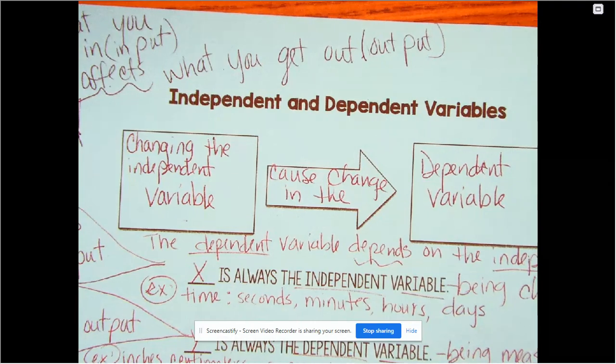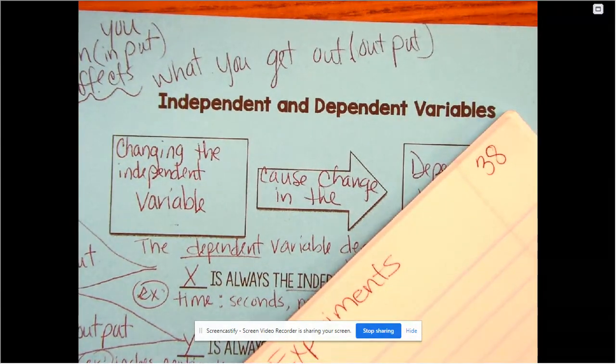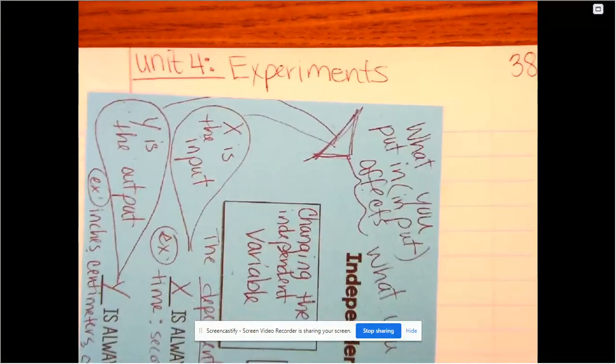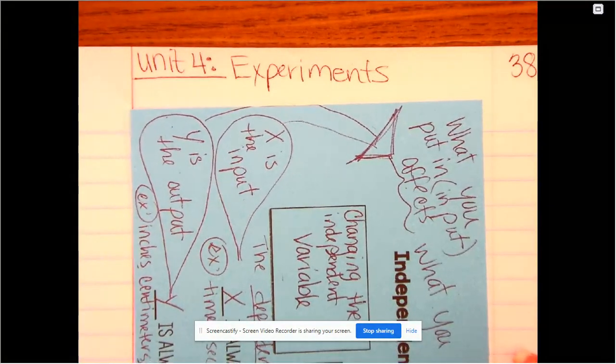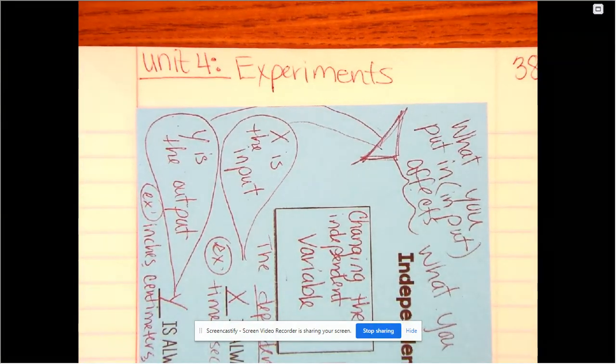Now this is going to start our next unit, our unit 4. So you can just put these right here in your notebook. Unit 4 experiments. Glue that in there, not too much glue. All right. Excellent. Very good.